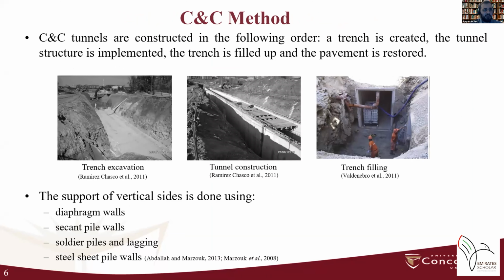In the cut and cover method, the tunnels are constructed in the following order. A trench is created, the tunnel structure is implemented, and the trench is filled up. And after that, the pavement will be restored. The support of the vertical sides is one of the most important considerations in this method, which can be done using diaphragm walls, secant pile walls, soldier piles and lagging, and steel sheet pile walls.